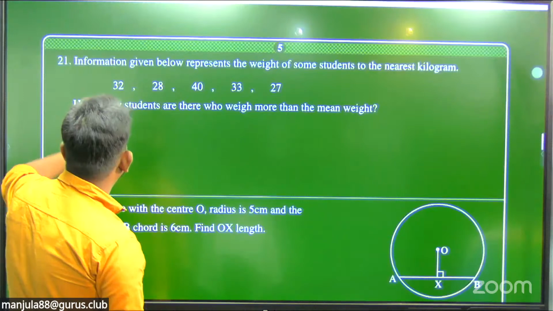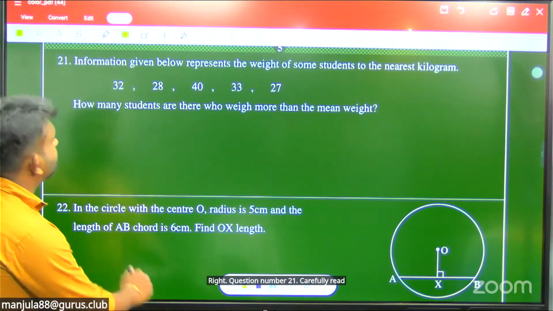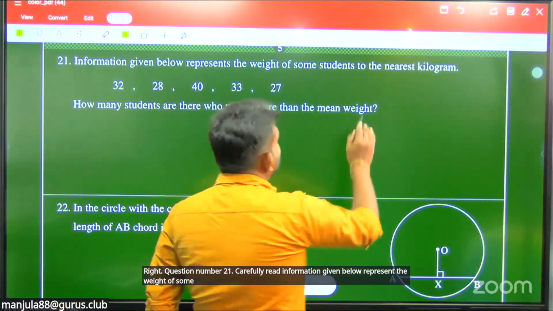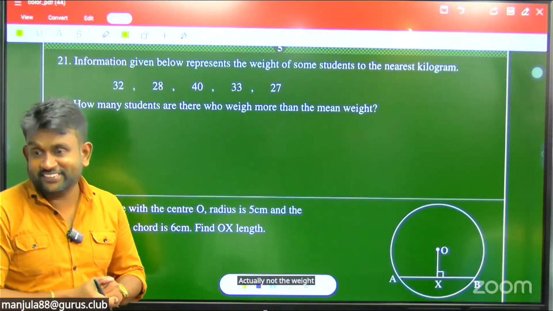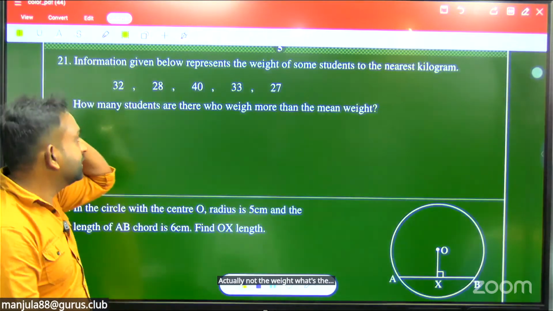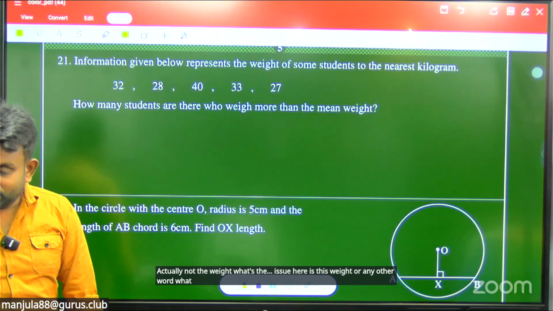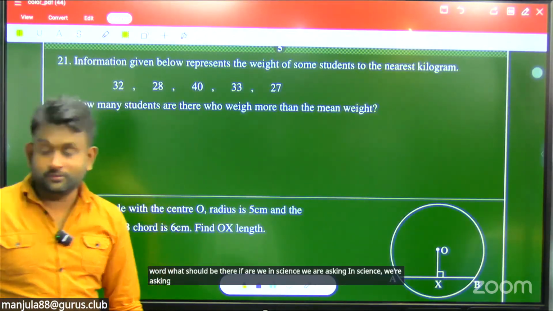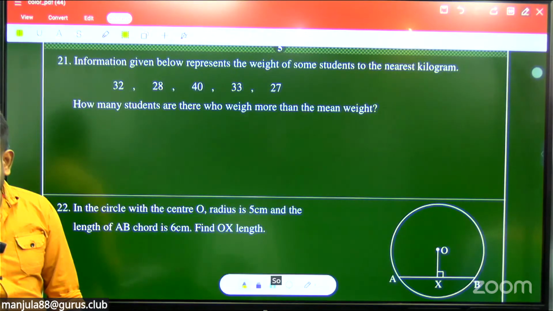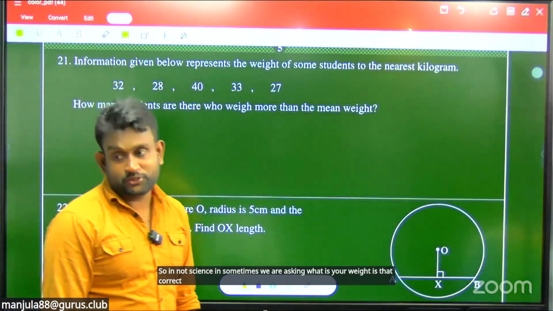Right, question number 21. Carefully read. The information given below represents the weight of some students to the nearest kilogram. Actually, not the weight. What's the issue here? Is this weight or any other word? Sometimes we ask, what is your weight? Is that correct? No, it should be mass.